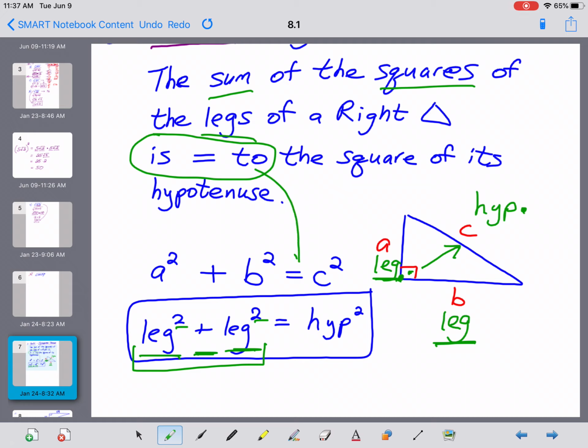That is always where we stop and put the equal sign in our equation here. And then equal to what? The square of its hypotenuse. So here's the length of the hypotenuse, and we square that as well.